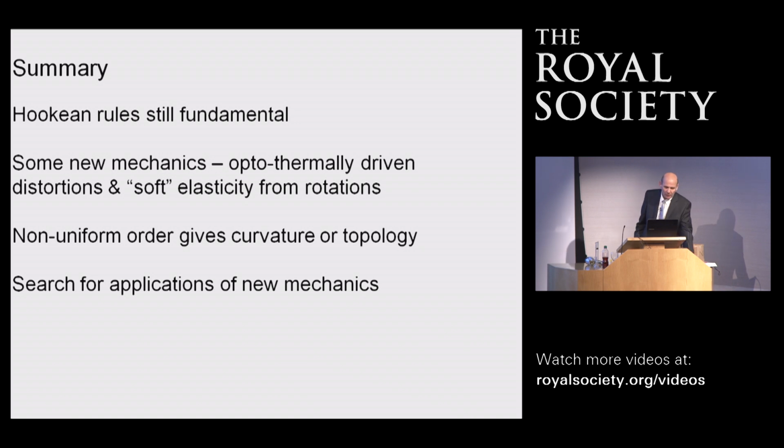So you might have thought that I was abandoning my hero Hooke in trying to relate things that sort of break his rules, but not at all. Hooke's rules are still fundamental. They still delineate solids, liquids, and gases. It's just that some of these solids are a little bit peculiar, and from them you get some new mechanics, and you get optothermally driven distortions. You get soft elasticity, this new kind of force-free thing that I was showing you. And if you do it in a non-uniform way, you can get curvature and topology changes.